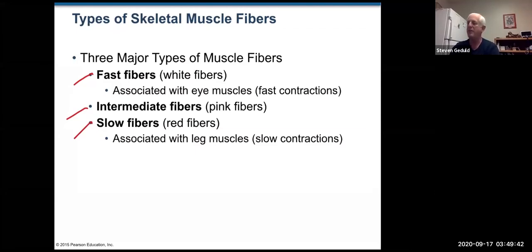Okay? Intermediate fibers are pink fibers. They have some hemoglobin and some myoglobin. Slow fibers are red fibers. They're big leg muscles, slow contractions. So if you have a marathon runner for the Olympics, they're going to be training running 20 miles a day. They're going to develop slow fibers. They're going to make them massive. They're going to have a lot of hemoglobin, a lot of storage in there, and they're going to function for a long time.